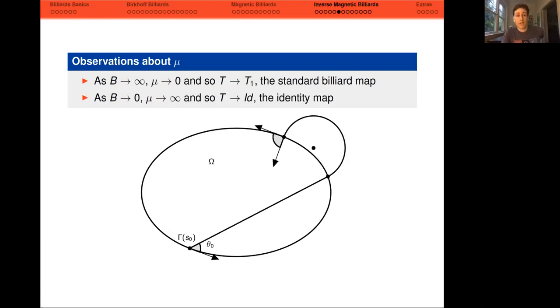And at the same time, if the strength of the magnetic field goes to 0, then this Larmor radius mu goes to infinity. And so this map really limits to the identity map in terms of changing this magnetic field, because it's now moving on a circle of a very large radius and coming back in very close to where it initially started on the opposite side from where it exited. Again, this is because it's now on a very large circle that has to be tangent to the interior straight line billiard at this exit point.